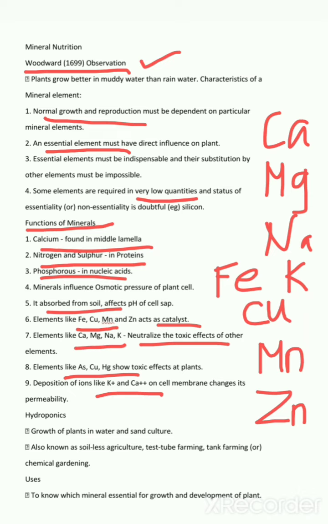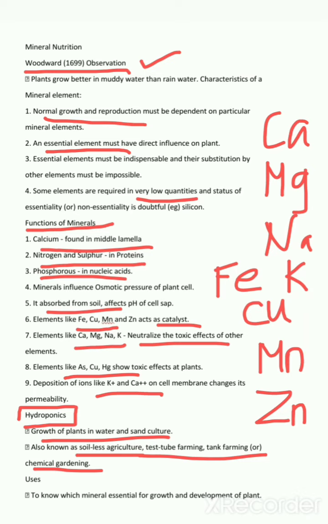Hydroponics is nothing but the growth of plants in water and sand culture, also known as soil-less agriculture. Test tube farming, tank farming and chemical coating all come under hydroponics. That is, with less water and without soil, we are cultivating some of the plants.